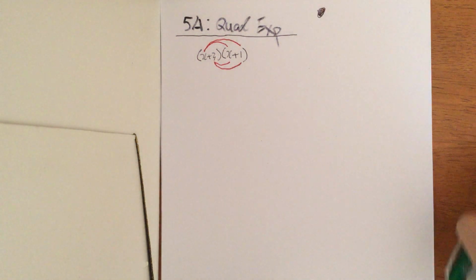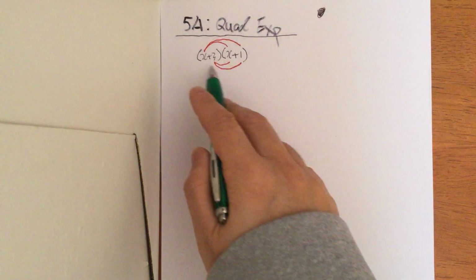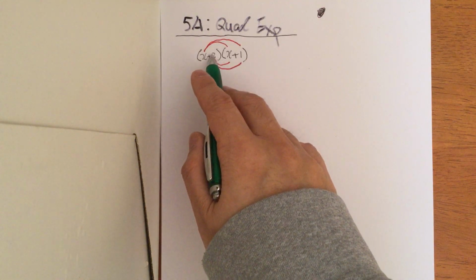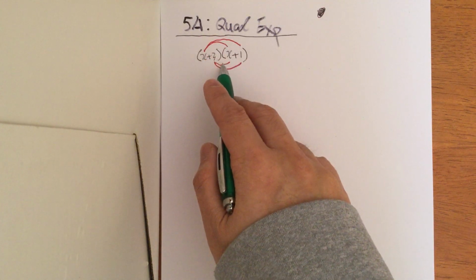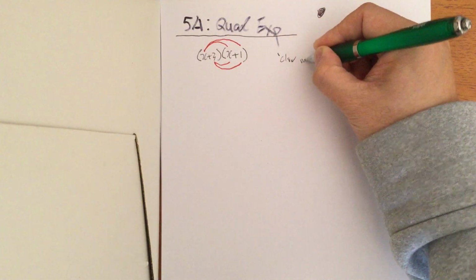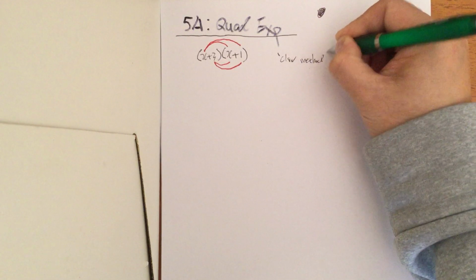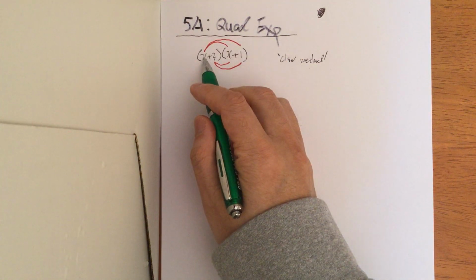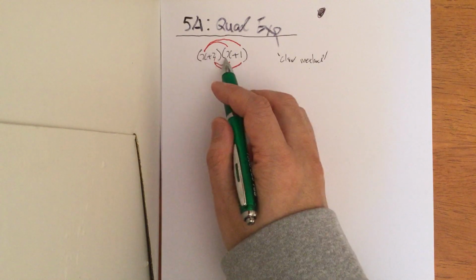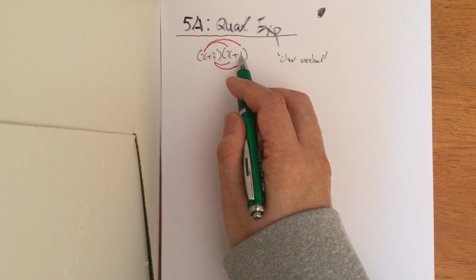Ladies and gentlemen, we're starting straight away with quadratic expansion. Quadratic expansion simply means, if you look at the red line, we call this the claw method. Okay, what does that mean? Because what you're doing here is very similar to a linear expansion, where each term has to multiply by every other term in the other bracket.